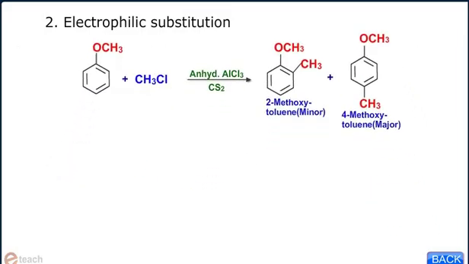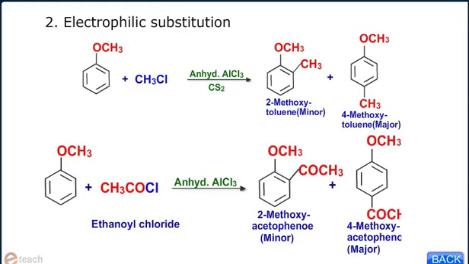Consider the reaction: C6H5OCH3 plus CH3Cl in the presence of anhydrous AlCl3 or CS2 gives 2-methoxytoluene, the minor product, and 4-methoxytoluene, which is the major product. Consider also the reaction: C6H5OCH3, that is anisole, plus CH3COCl, that is ethanoyl chloride, in the presence of anhydrous AlCl3 gives 2-methoxyacetophenone, the minor product, plus 4-methoxyacetophenone, the major product.